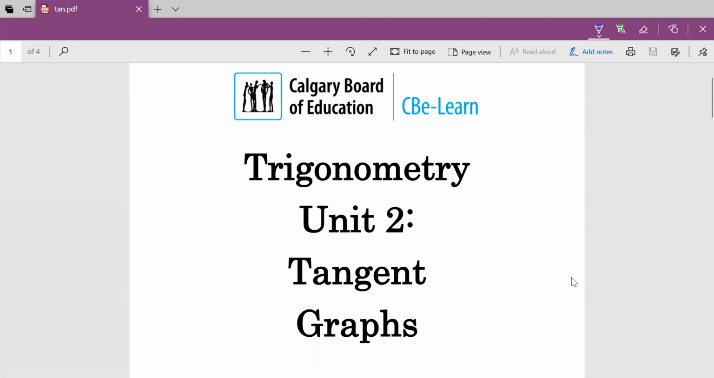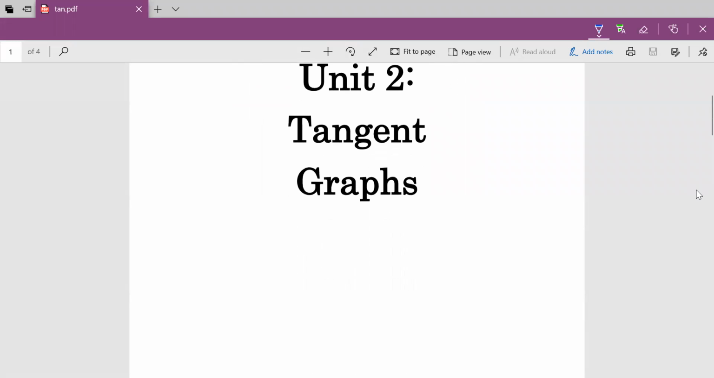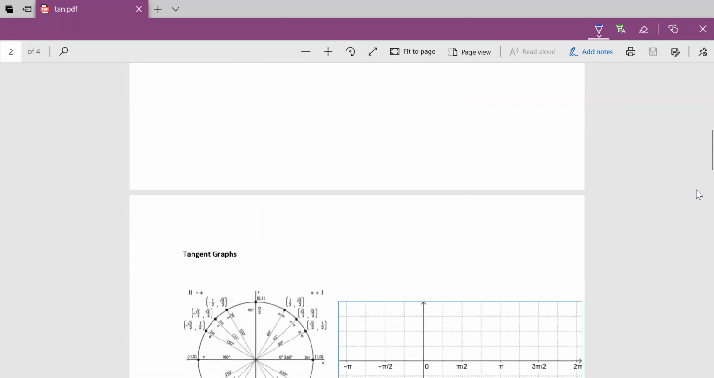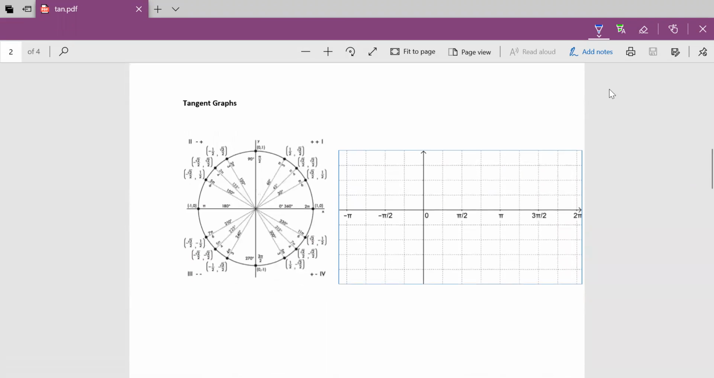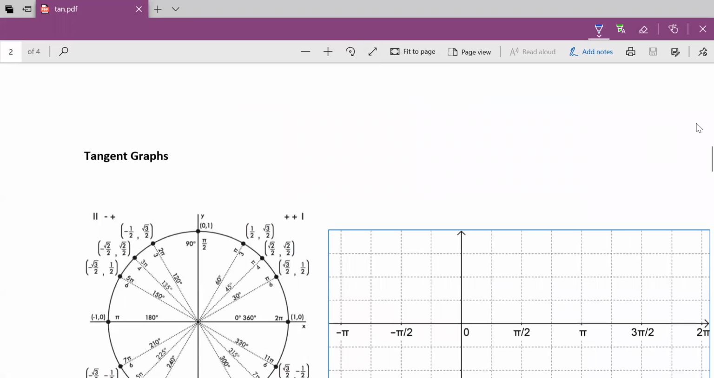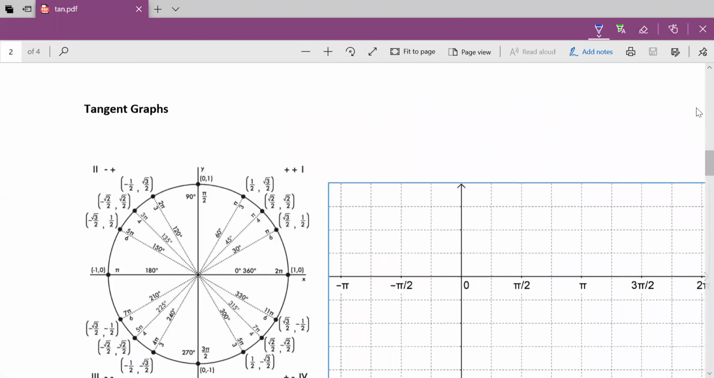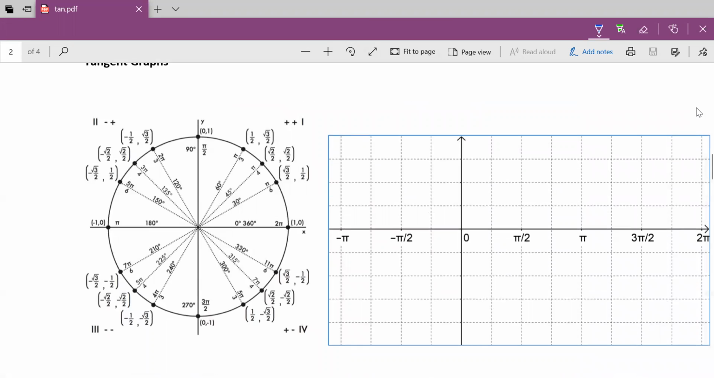30-1s. Here is a quick lesson on tangent graphs. Now, compared to sine and cosine graphs, we don't have to do as much with a tangent graph in 30-1. Now, recall where we got the sine and cosine graphs from. We got them by just simply looking at the unit circle. So I'm going to do the same thing here.